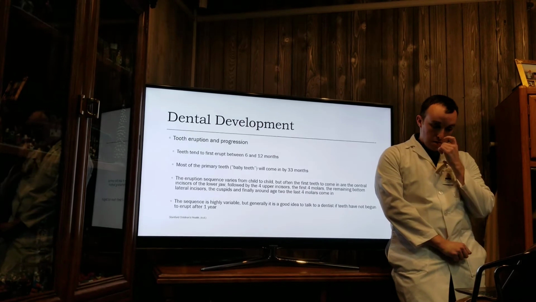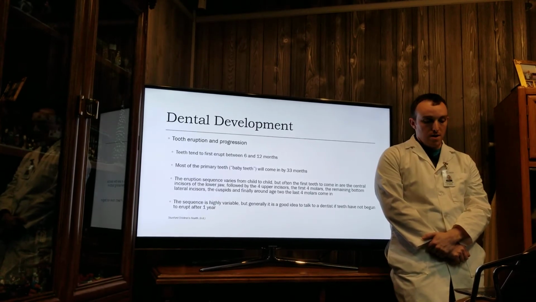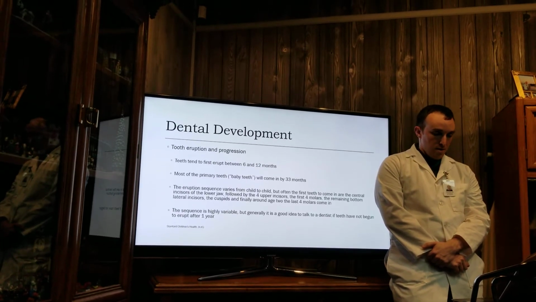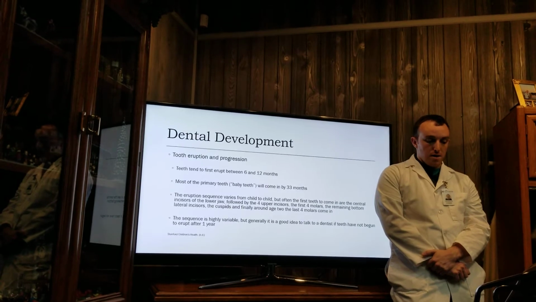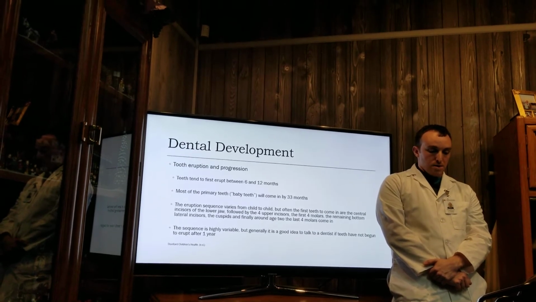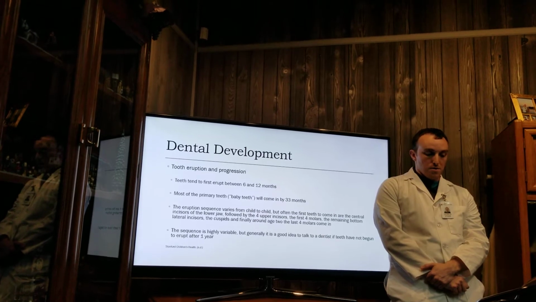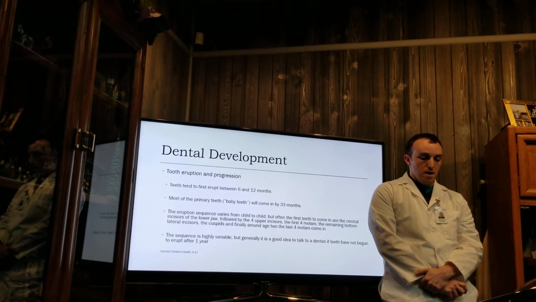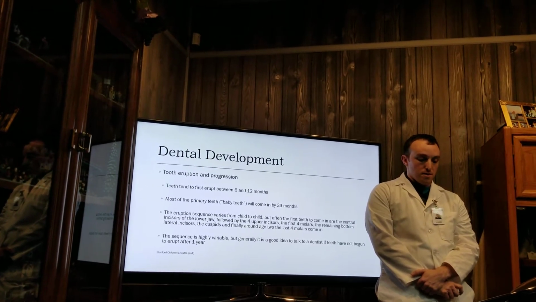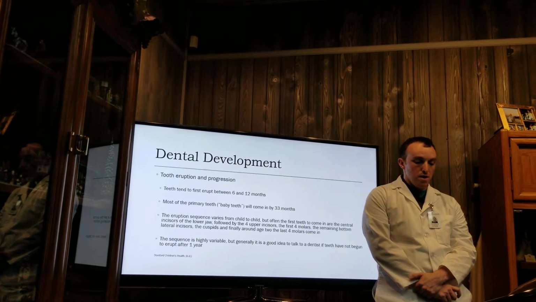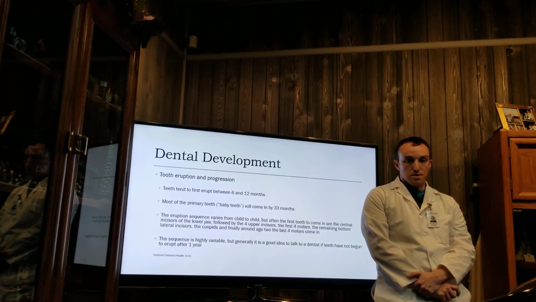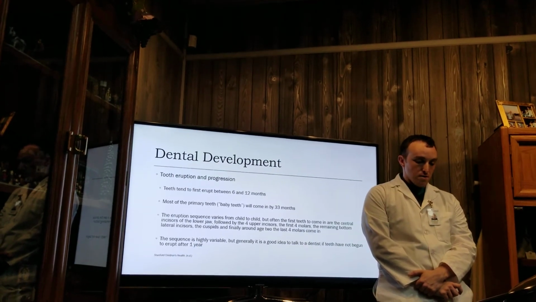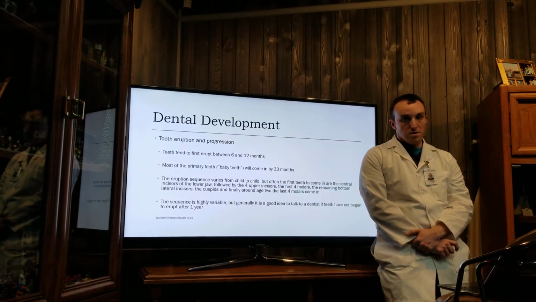So teeth tend to first erupt between 6 and 12 months. Most of the primary teeth, or baby teeth, will come in by 33 months. The eruption sequence varies from child to child. Often the first teeth to come in are the central incisors of the lower jaw, the very front teeth on the lower jaw, followed by the 4 upper incisors, first 4 molars, the remaining bottom lateral incisors, the cuspids, and finally around the age of 2, the last 4 molars, or the 2-year-old molars, as you may have heard them. The sequence is highly variable, but generally it is a good idea to talk to a dentist if teeth have not begun to erupt after 1 year.